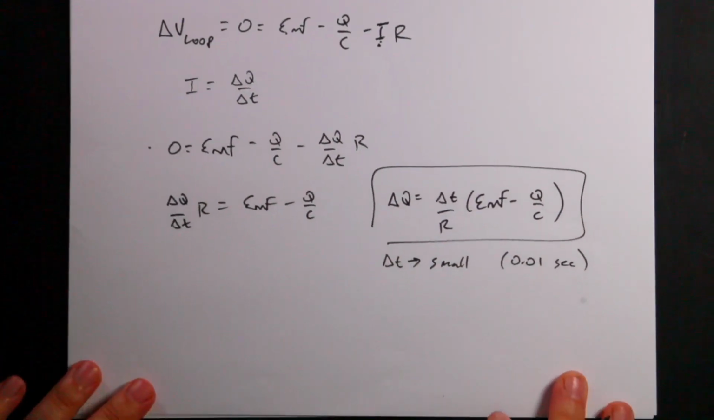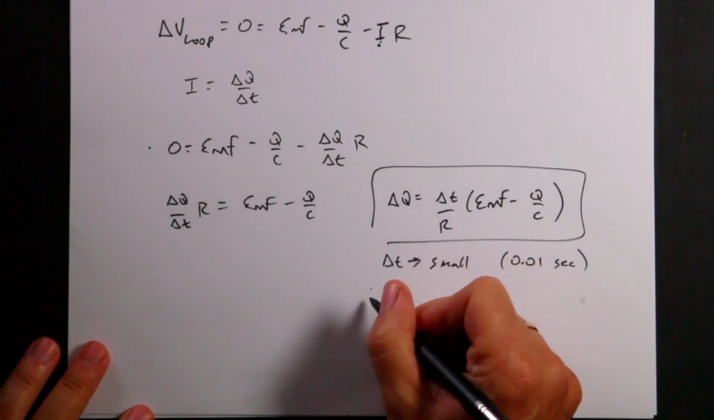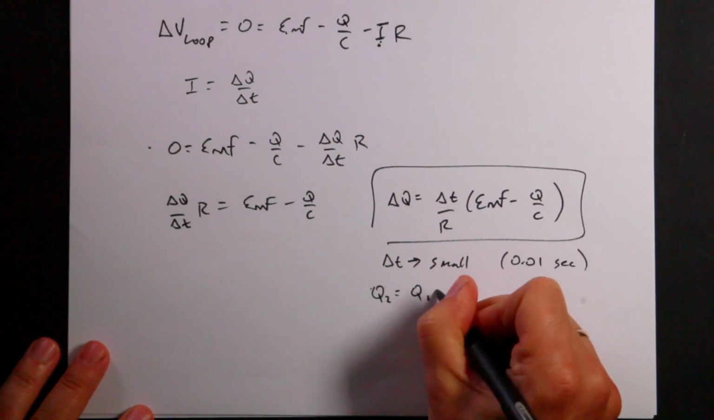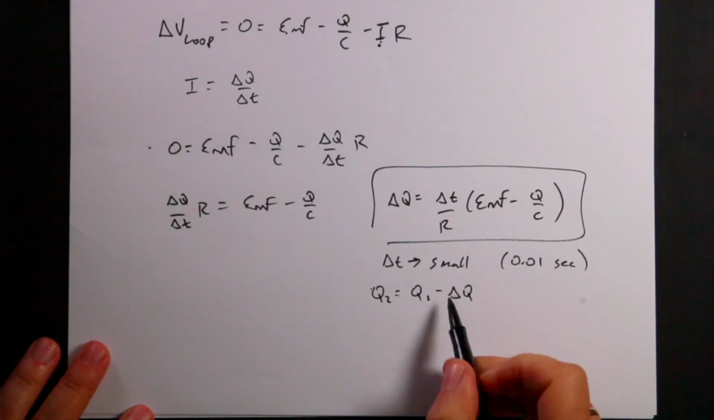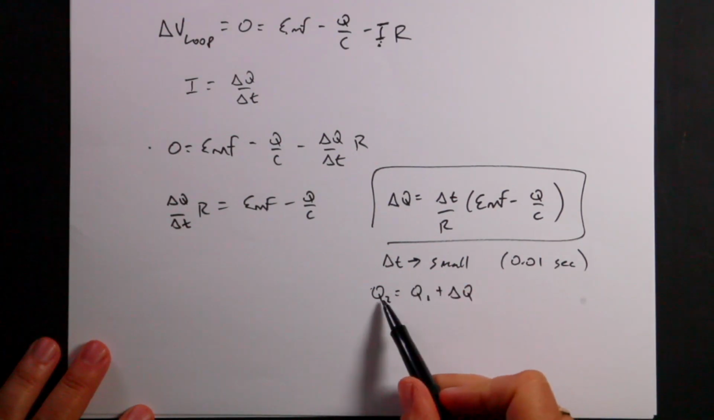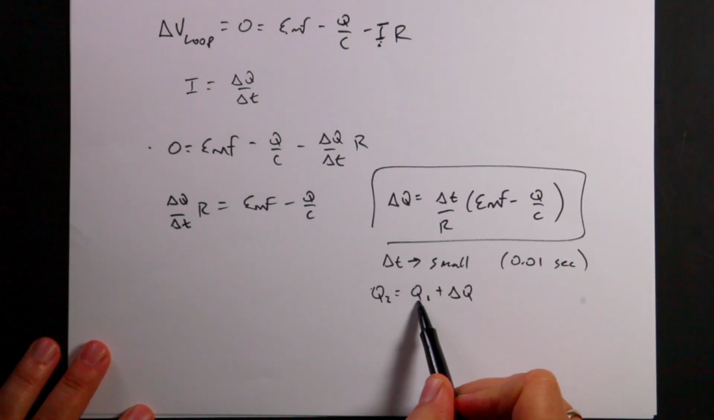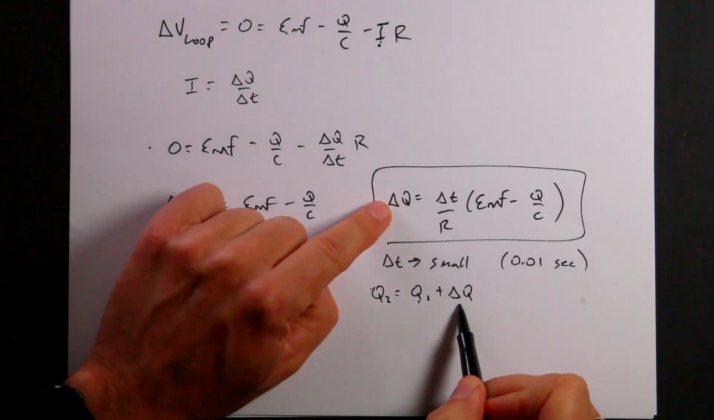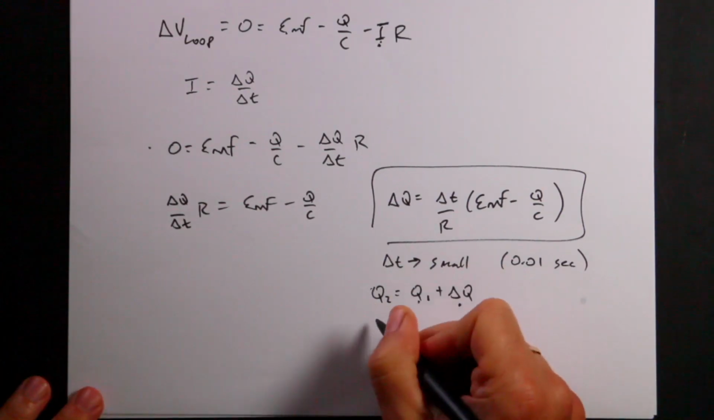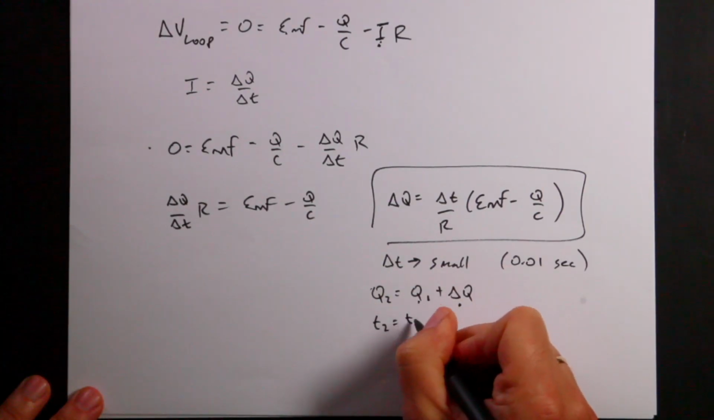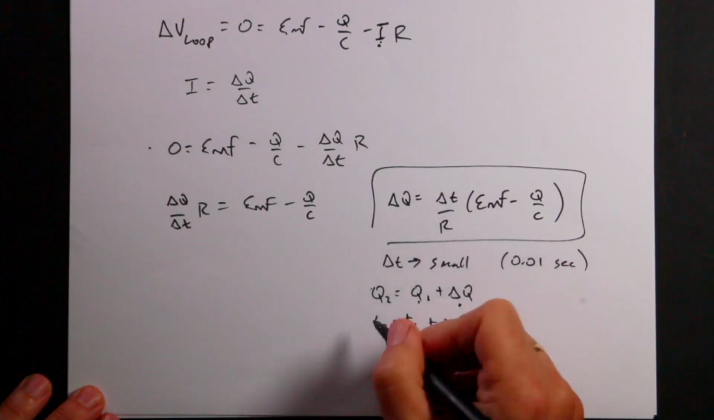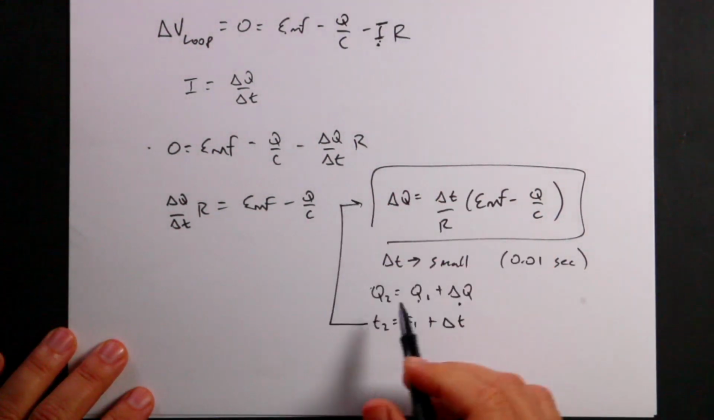And then from that, I can say at the end of that time interval, Q2 is equal to Q1 minus delta Q. Right? Oh, no, I'm sorry, plus. I'm adding charge to it. So the charge I had at the beginning of the time interval, add that value that is found right there, and I'll get my new Q. And then I can do the same thing for time. T2 equals T1 plus delta T, which is that 0.01 seconds. And then I have a new Q.